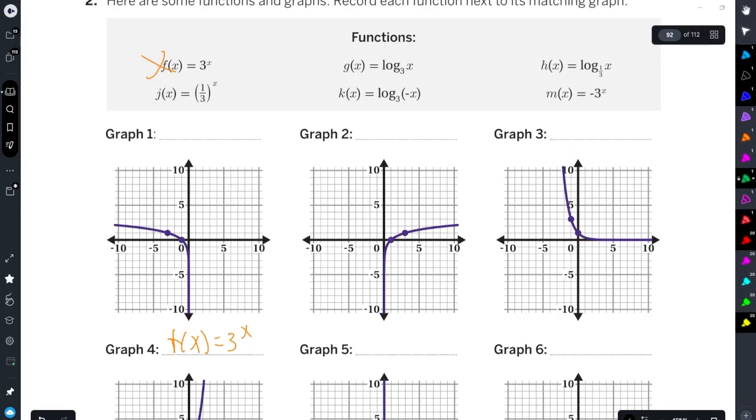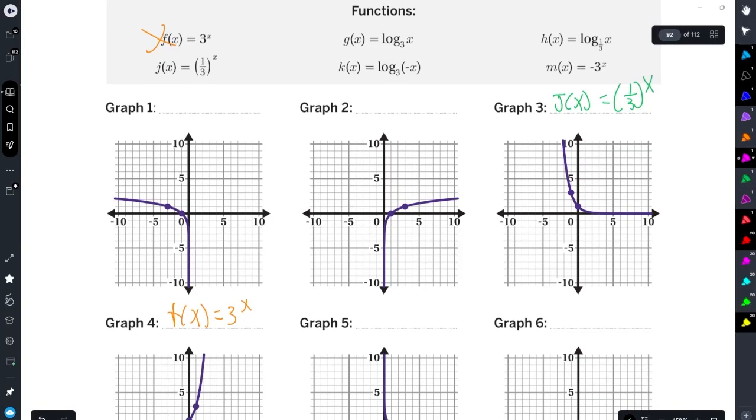Now I look at j of x, it's 1/3 to the x power. So that's going to be an exponential decay function because 1/3 is smaller than 1. So it's going to be decreasing as we go from left to right, but our y-intercept is still going to be 1 because when I substitute 0 in for x, anything to the 0 power is 1. So that's going to be graph number 3. So that's going to be j of x is equal to 1/3 to the x power.